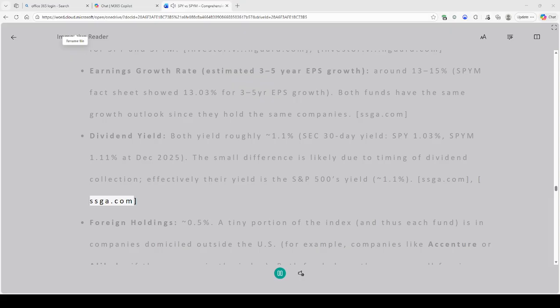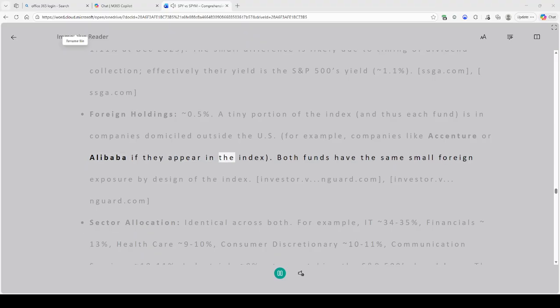Foreign holdings, 0.5%. A tiny portion of the index, and thus each fund, is in companies domiciled outside the US, for example, companies like Accenture or Alibaba if they appear in the index. Both funds have the same small foreign exposure by design of the index.